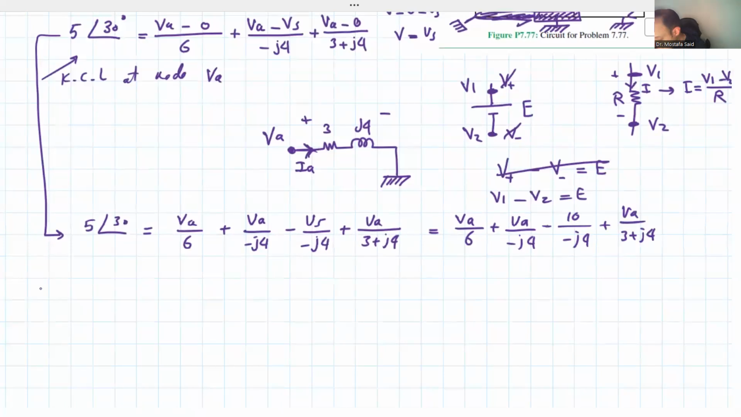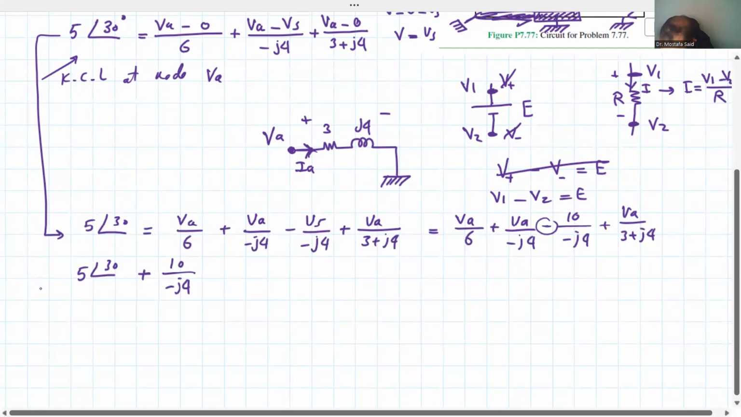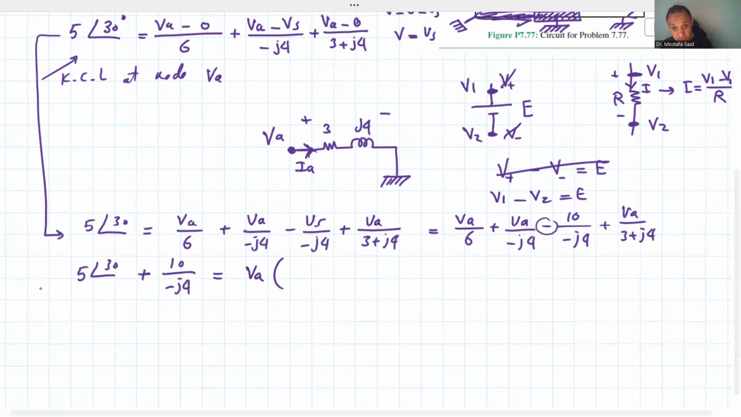3 plus G4. I'm gonna bring minus 10 over minus G4 to the left-hand side and keep VA on the right-hand side. So 5 angle 30 plus, because minus 10 over minus G4 will go there with a plus sign. So this sign here will be a plus sign. So 10 we have in the denominator minus G4 equal to, I'm going to take VA as a common factor. So we're going to end up with 1 over 6 plus 1 over minus G4 plus 1 over 3 plus G4.